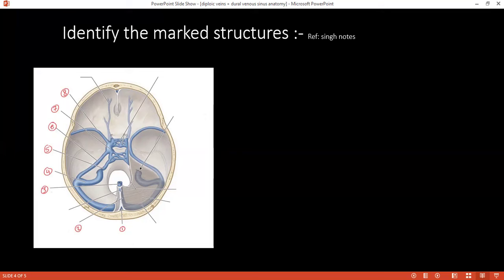Okay, very good. Can you please now tell me how the blood-brain barrier is formed? Blood-brain barrier. Okay, you can come back to this one later.